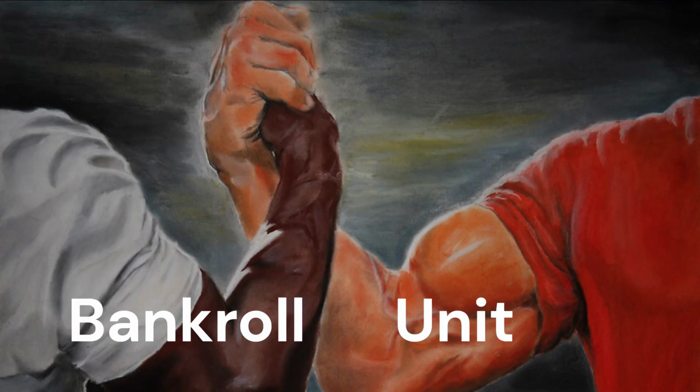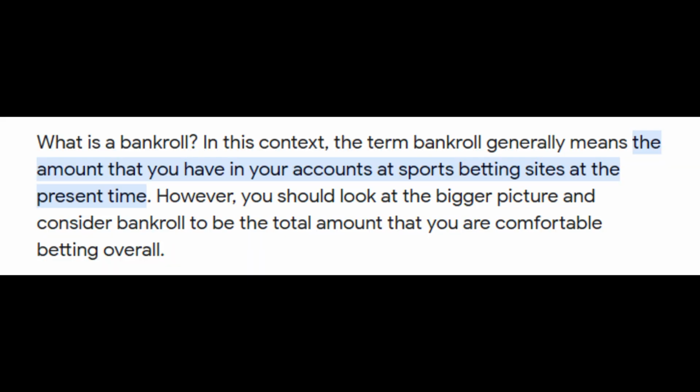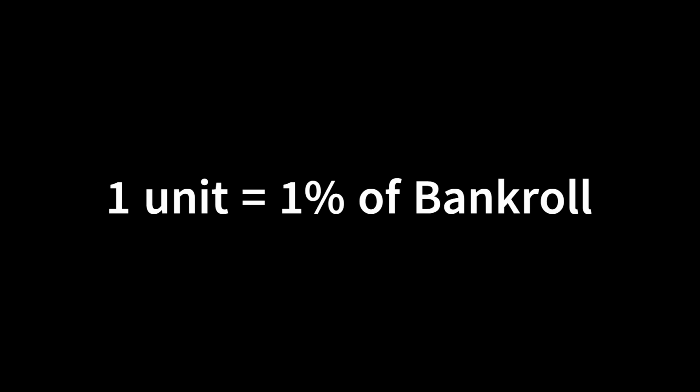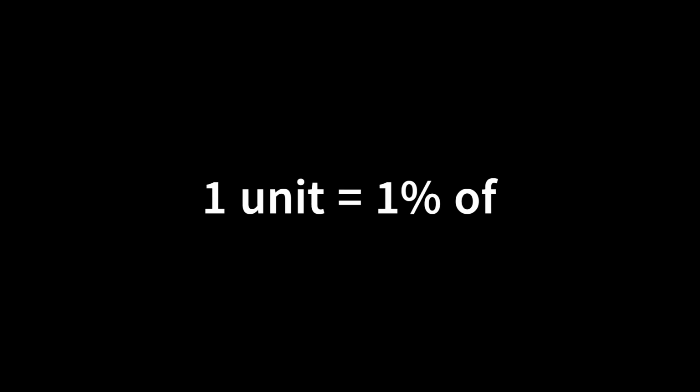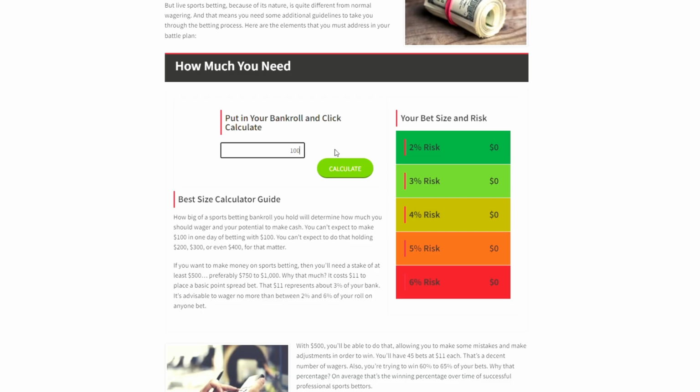Now, the term bankroll also coincides with the term unit. And now, you might be wondering what a bankroll is. Well, if a unit is the typical amount of money that you put on one bet, your bankroll is the amount of money that you have to put on all bets. And typically, a unit is 1% of your bankroll. So, for example, if you have a bankroll of $1,000, 1% of that is $10. So your unit size would then be $10.